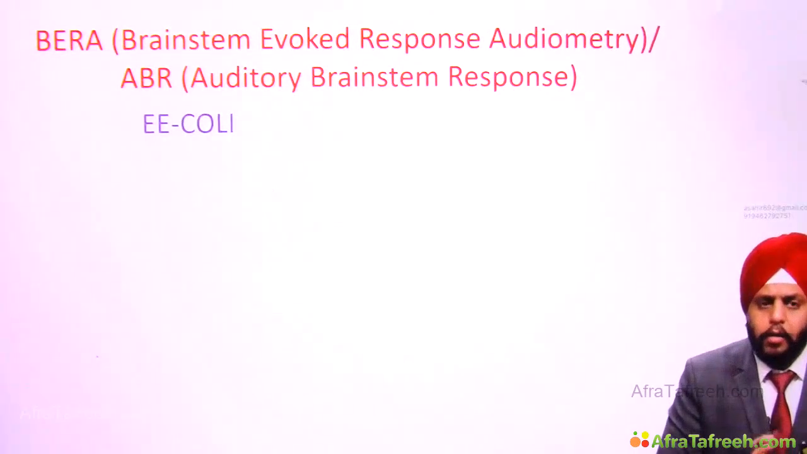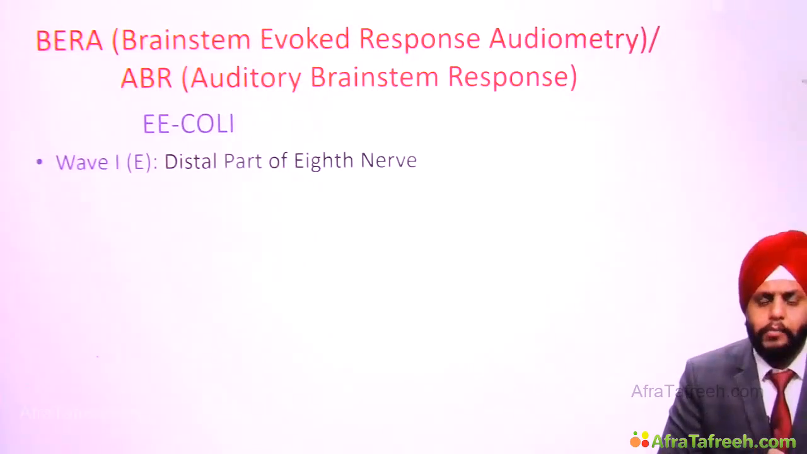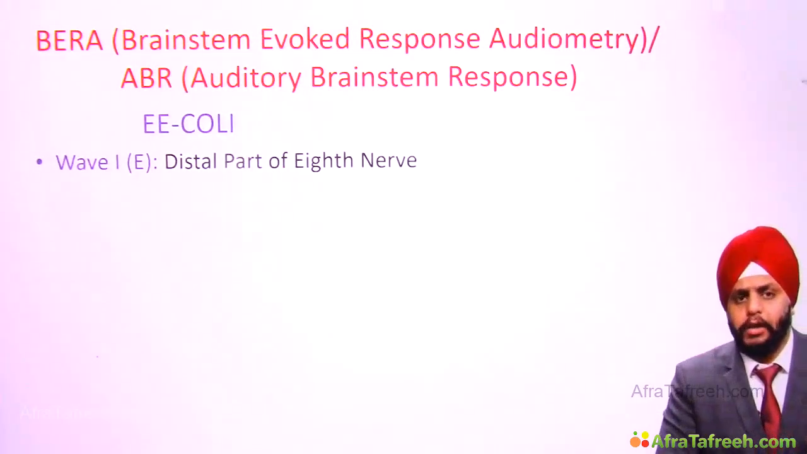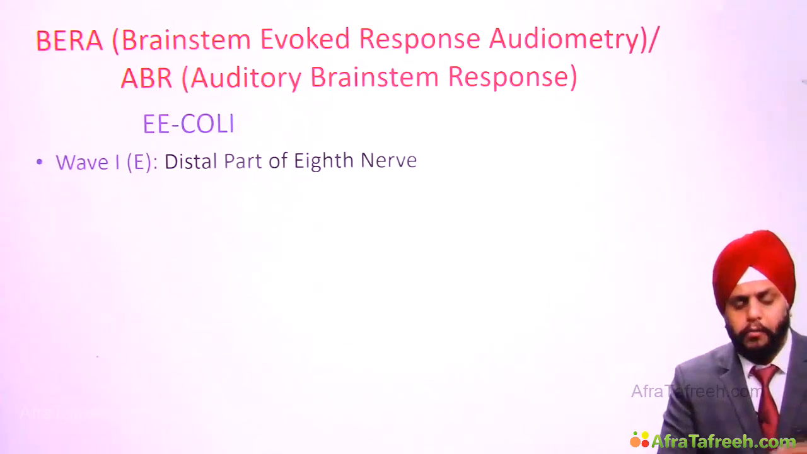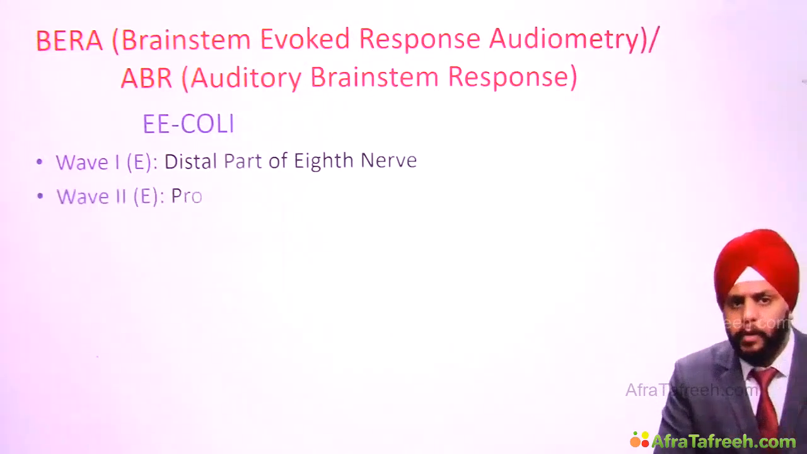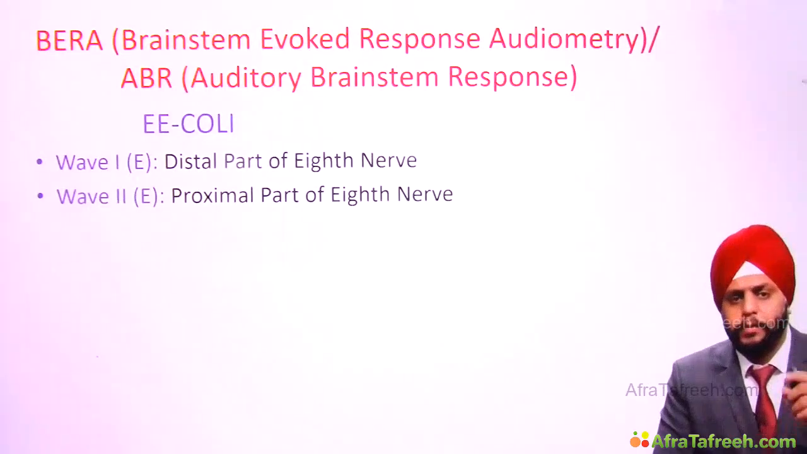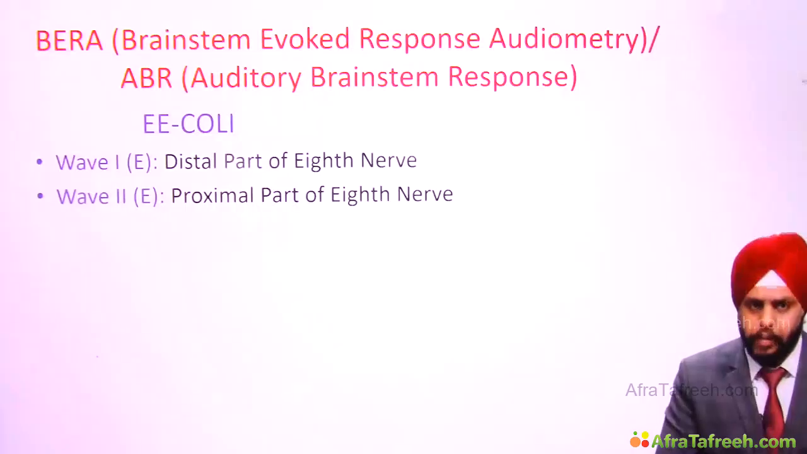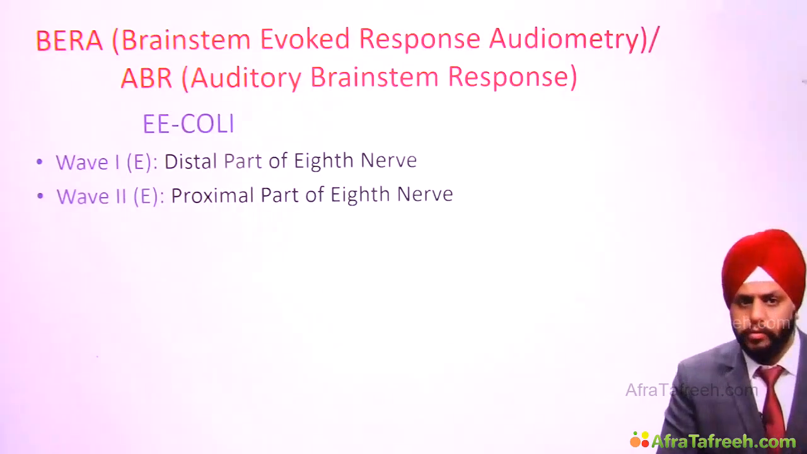So you see, double E. coli. Now the wave 1 of BERA is produced by distal part of 8th nerve. So 8th nerve is a long nerve from the cochlea to the brainstem. So it has two waves. Wave 1 is produced by distal part of 8th nerve. Wave 2 is produced by proximal part of 8th nerve. That is why we have two E's over here.